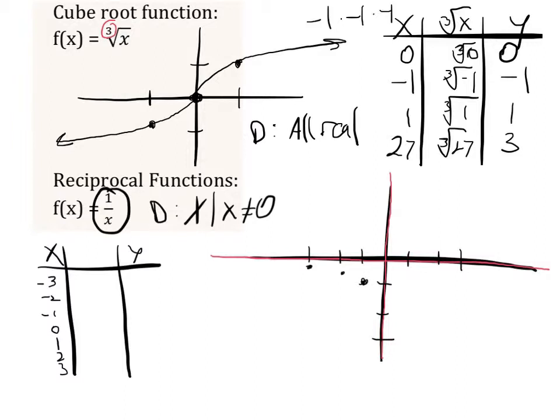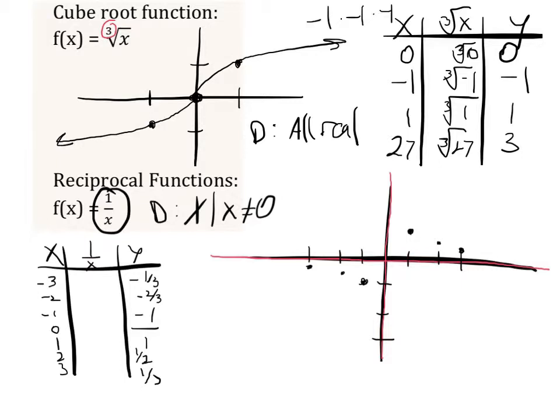And then, like I said, at 0 we're undefined. So negative a third, negative 2/3, negative 1. Then at 1 we'll be at 1, 2, 1/2, and 1/3. So at 1 we're up here at 1. At 2 we're down at 1/2. And at 3 we're at 1/3.